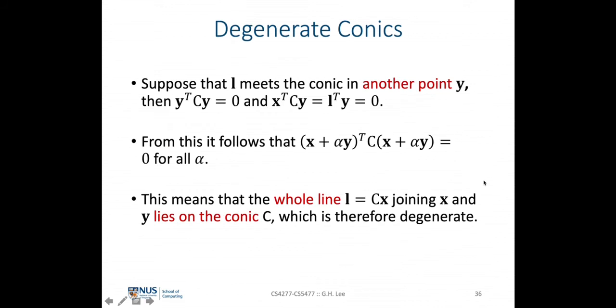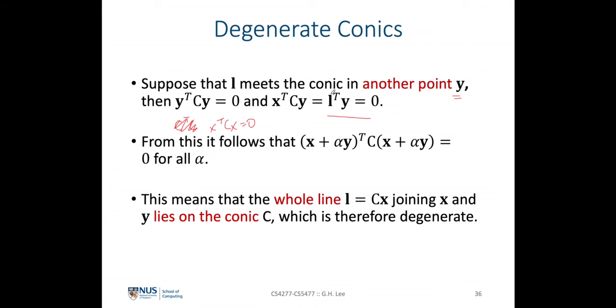Now suppose that in addition to X, there's another point of intersection of the tangent line to the conic, which we denote as Y over here. It follows that Y transpose C Y would be equal to 0, following the equation that we have seen earlier of X transpose C X equals 0. And since this point Y must lie on the line L, the incidence equation L transpose Y must also equal 0.